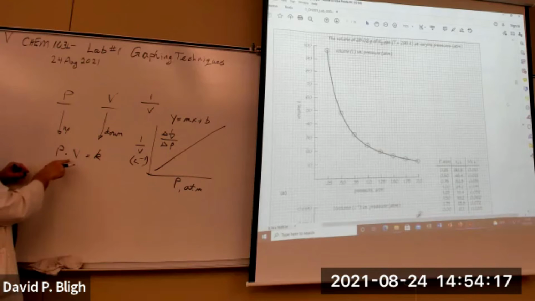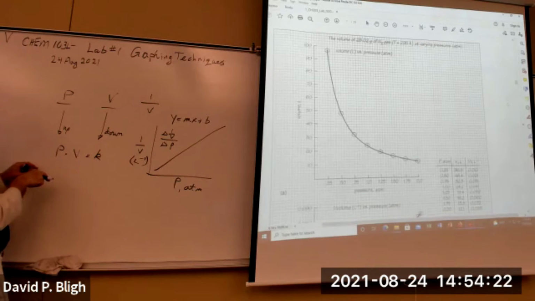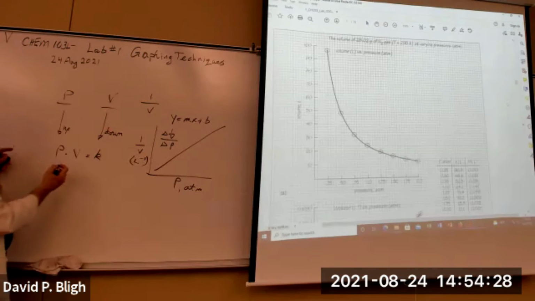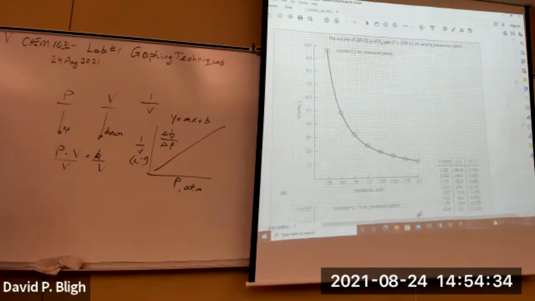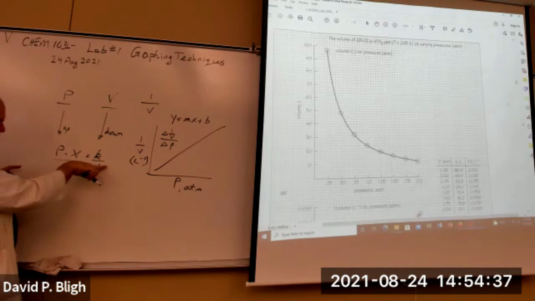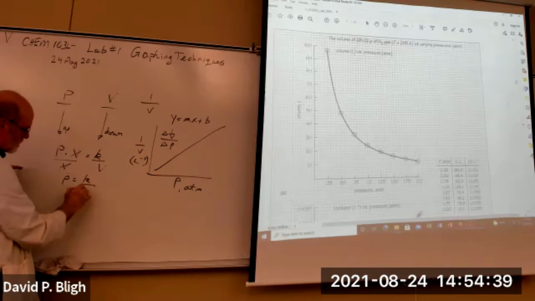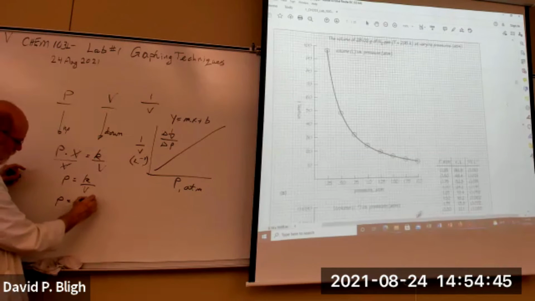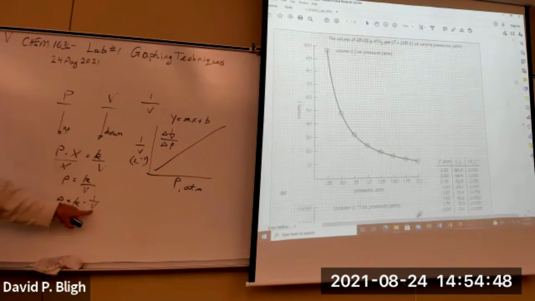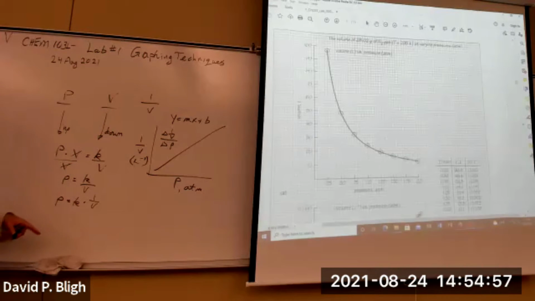So look what happens if we divide both sides through by V. That's mathematically proper. Both sides get divided by V. So this cancels that V, and it leaves this V on that side. But if we factor those out, we can say P equals K times 1 over V. So there's your X value, there's your slope, and there's your Y value. What's the y-intercept?